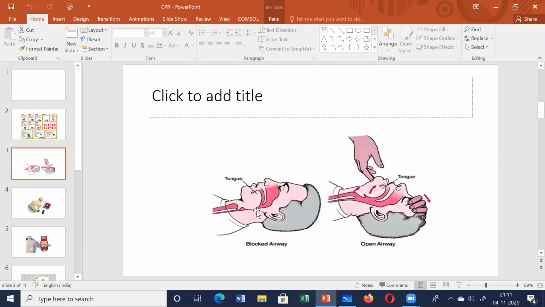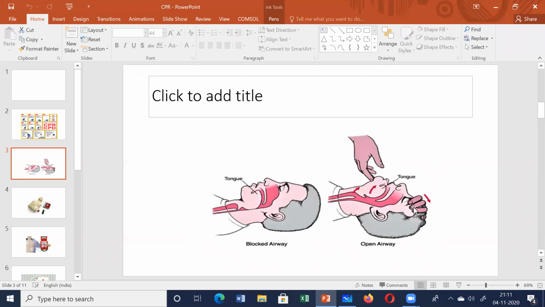Can you see this is a blocked airway? By lifting the chin and tilting the head, this airway has opened up. So this is very important. A healthcare provider should use this head tilt chin lift to open the airway.